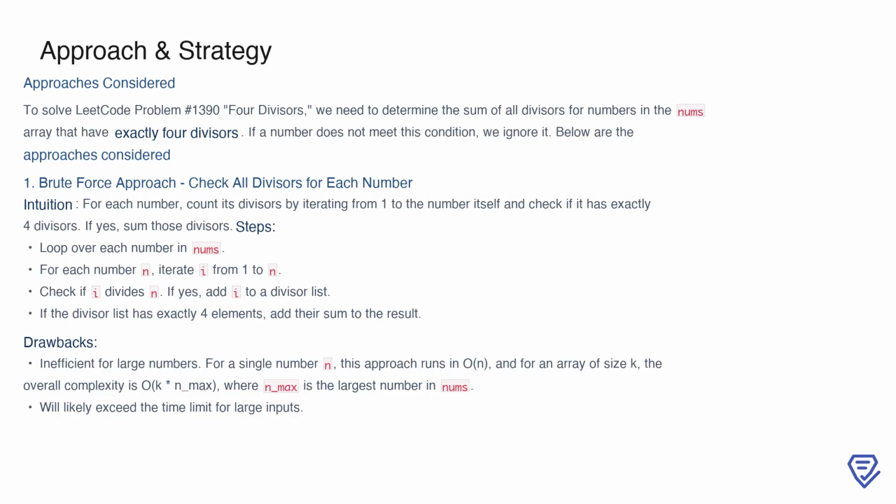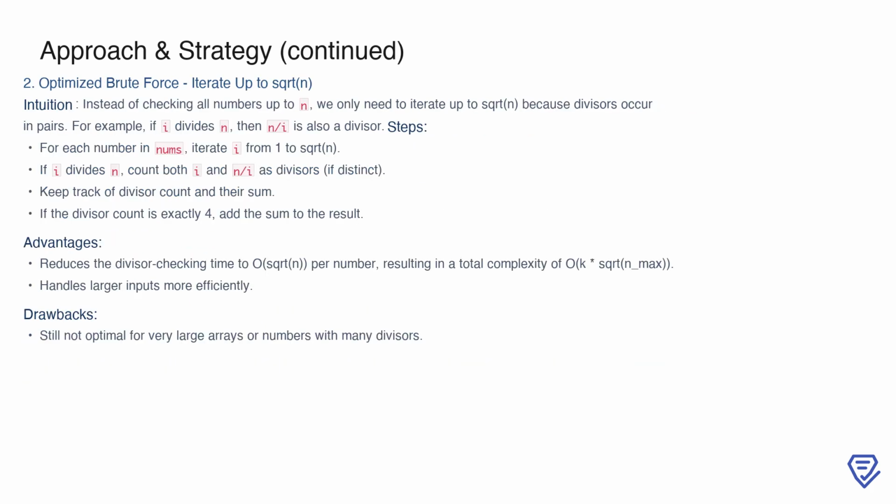This inefficiency makes the brute force approach unsuitable for large inputs, as it would likely exceed the time limit for competitive programming constraints. To improve upon the brute force approach, we can optimize it by iterating only up to the square root of each number instead of iterating all the way up to the number itself.